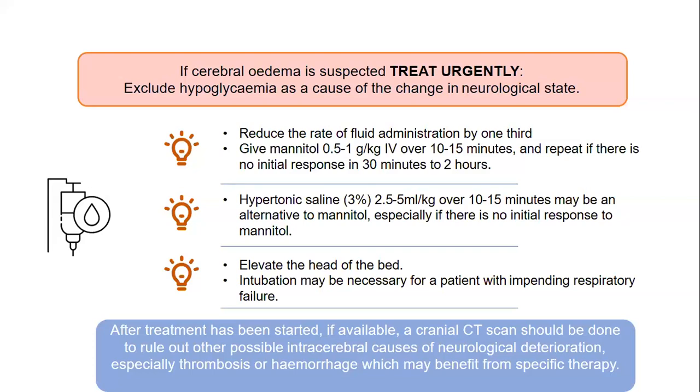If you do not have mannitol and you have hypertonic saline, that is 3% saline, you can also use it at a dose of 2.5 to 5 ml per kg over 10 to 15 minutes. And also, if there is no initial response to mannitol, you can give hypertonic saline as your second. You give mannitol and then hypertonic saline.